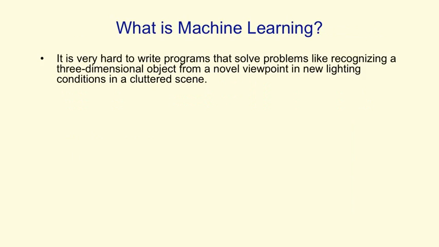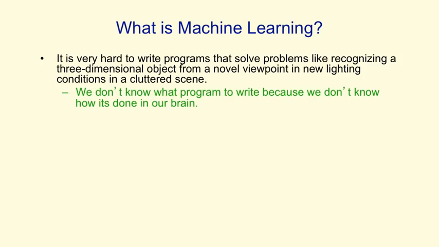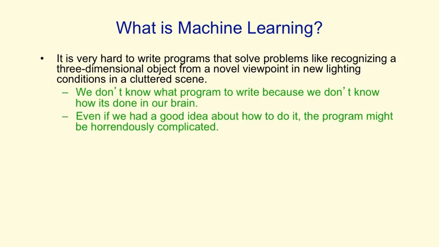So the reason we need machine learning is that there are some problems where it's very hard to write the programs. Recognizing a three-dimensional object, for example, from a novel viewpoint, in new lighting conditions, in a cluttered scene, is very hard to do. We don't know what program to write because we don't know how it's done in our brain. And even if we did know what program to write, it might be a horrendously complicated program.